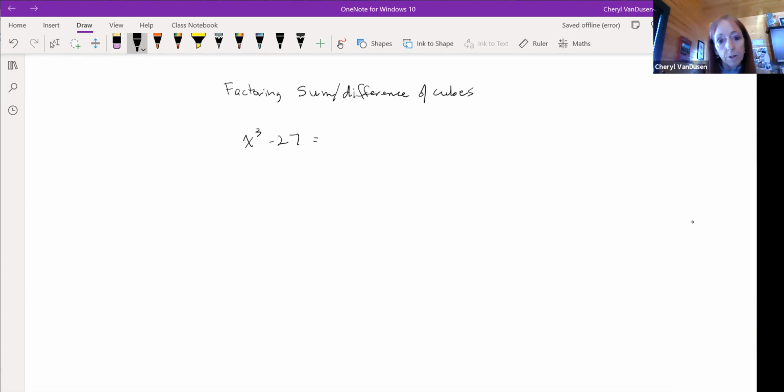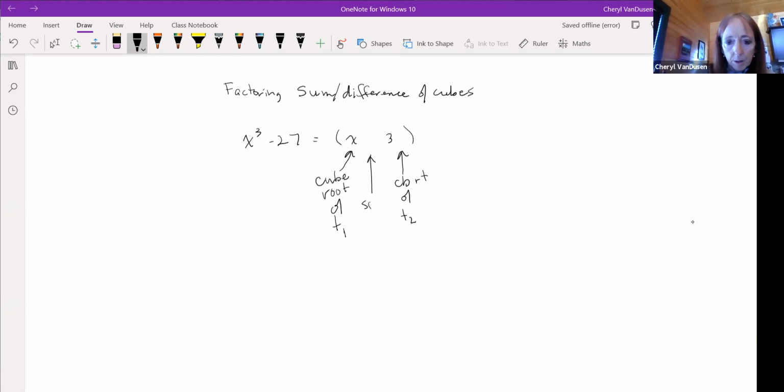That's the nice thing about factoring: once you factor it, if you're not sure you're right, you can multiply, right? They undo each other. So we get a bracket with 2 terms to start with. The first term and the second term are the cube roots. So this is the cube root of term 1, and this is the cube root of term 2. So we get x and we get 3. And then the sign in the middle is the same sign as the question.